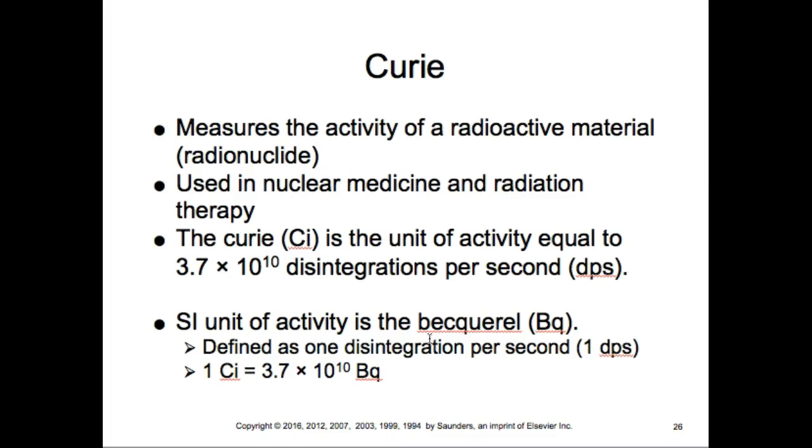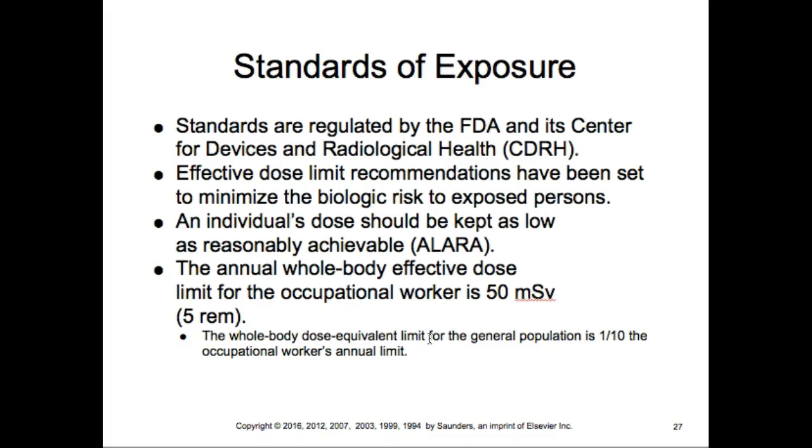The Curie is the measurement of activity of a radioactive material or radionuclide used in nuclear medicine and radiation therapy. The Curie is the unit of activity equivalent to 3.7 times 10 to the 10th disintegrations per second. Now we're using the SI unit of activity, the becquerel. It's defined as 1 disintegration per second. It's a little easier. So 3.7 times 10 to the 10th becquerels is 1 Curie. That's not easy to remember.